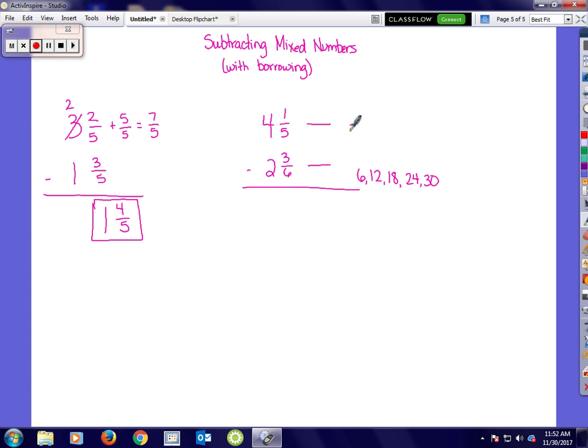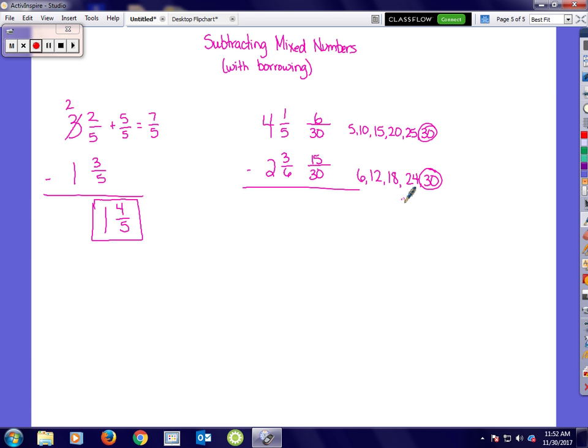5 times 1 is 5, 5 times 2 is 10. You could just keep going, but I know I'm eventually going to get to that 30, which makes my least common multiple, which is also my new denominator. So let's go. 30 divided by 6 is 5, times 3 is 15. 30 divided by 5 is 6, times 1 is 6.